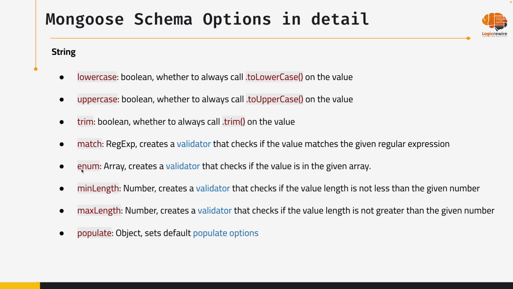An enum is nothing but a set of data, and based on that data only you have to provide the value. You can also provide a minimum length, meaning what the minimum length of the string should be. It should not take one character for a string; it should take at least 10 characters. We can define that, right? Min length, max length. Populate is nothing but a population of other data. Those are all things we are checking in the slides, so these are the properties we can define with string.